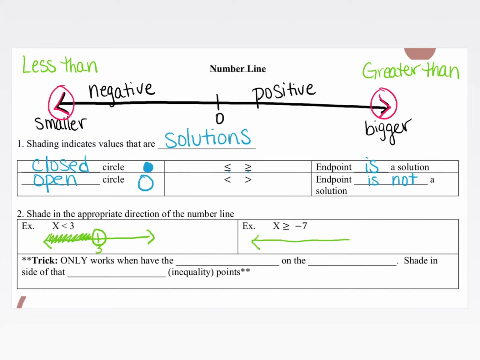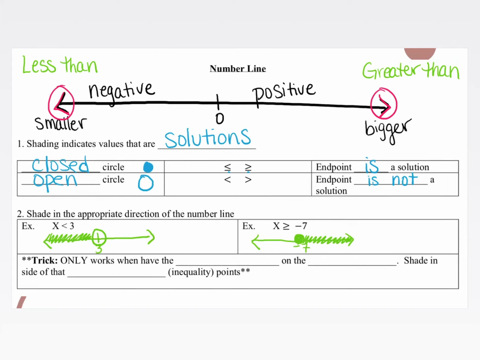So I'm going to draw my number line, label my negative 7. Here, since x is greater than or equal to negative 7, this is going to be a closed circle. And since x is greater than or equal to negative 7, that means that x is bigger than. So we're going to shade all of the values to the right.